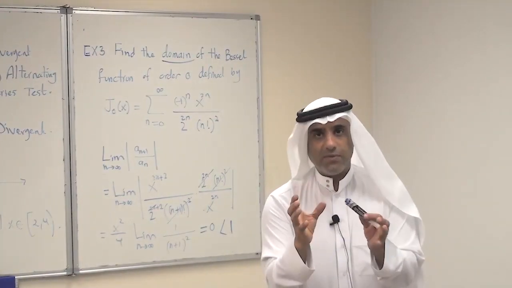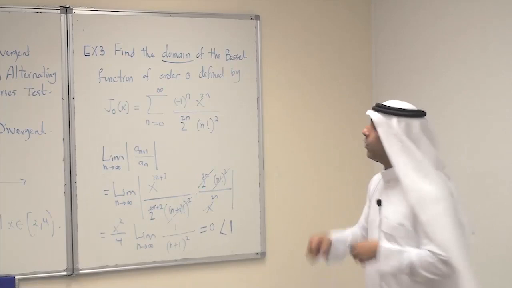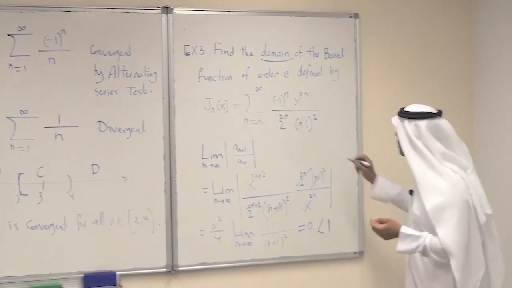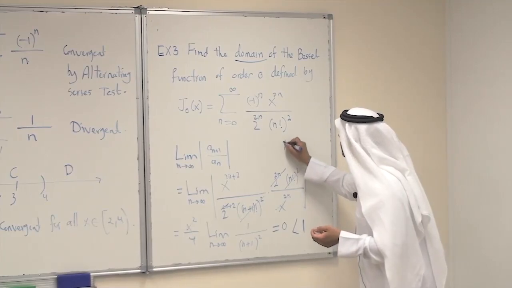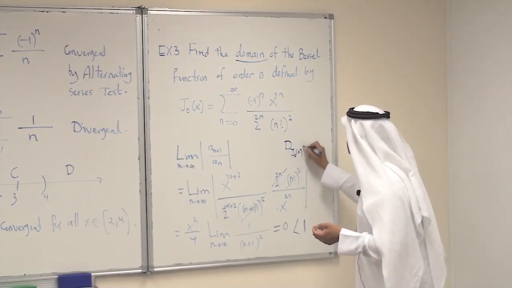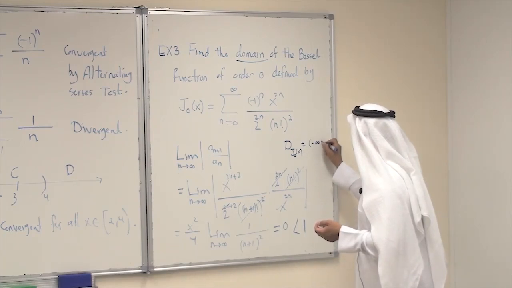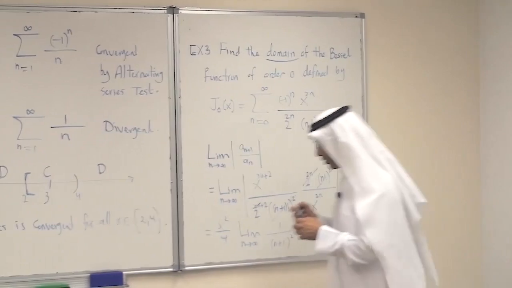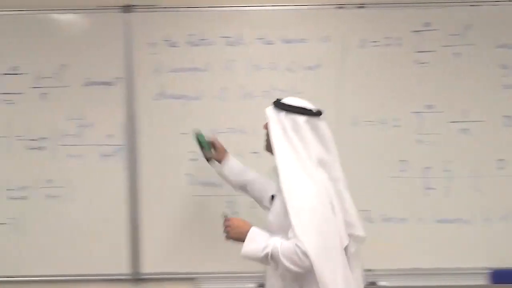So what are the values of x for which the series makes sense? All values of x. So this has an open domain. So I will say the domain, let me just write this. Domain of the Bessel function of order 0, the domain of this function is minus infinity to infinity. We gain this by the ratio test. The series is convergent by the ratio test. Let me write the conclusion here.